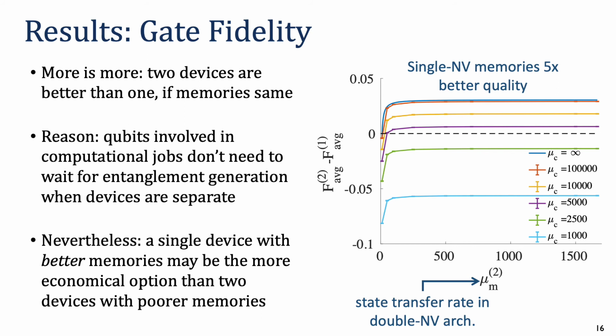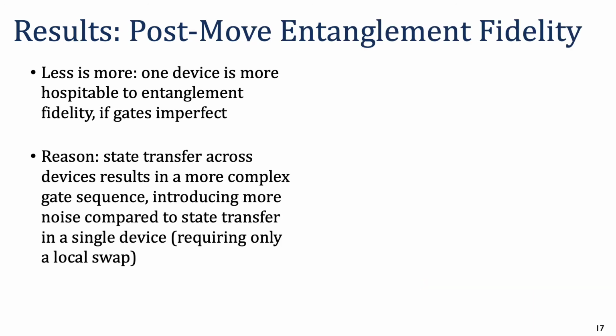The different curves that you see here correspond to different local computation rates, with infinity representing our model, where the computation consumes negligible time. And lower rates could possibly represent atomic computation sequences that shouldn't be interrupted by other operations. From this plot, we can see that as computation gets slower, the single-device architecture begins to outperform the double-device architecture.